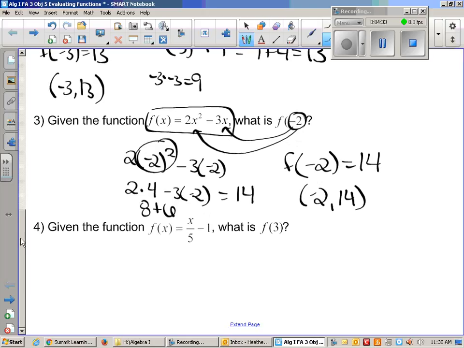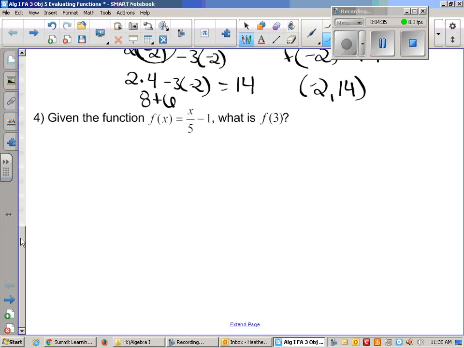Last one. Because this is all you're doing with these questions. You're given a function, they want you to find the function with a certain x as the actual number. So you just take this number that's in the parentheses and plug it in and work it out. That's all you're doing.